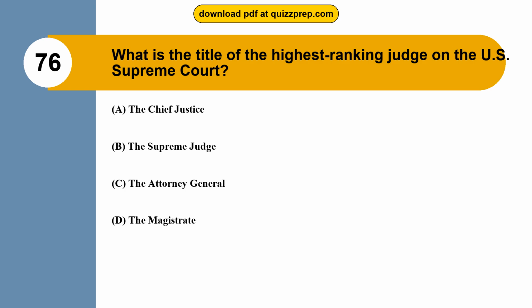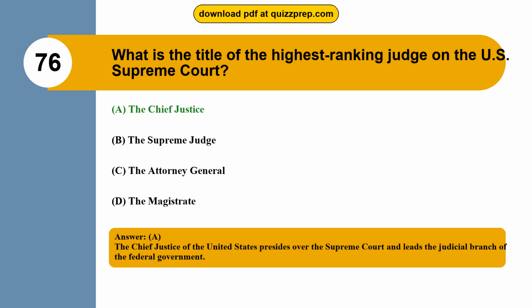Question 76. What is the title of the highest-ranking judge on the U.S. Supreme Court? Option A, the Chief Justice. Option B, the Supreme Judge. Option C, the Attorney General. Option D, the Magistrate. The correct answer is option A, the Chief Justice. The Chief Justice of the United States presides over the Supreme Court and leads the judicial branch of the federal government.